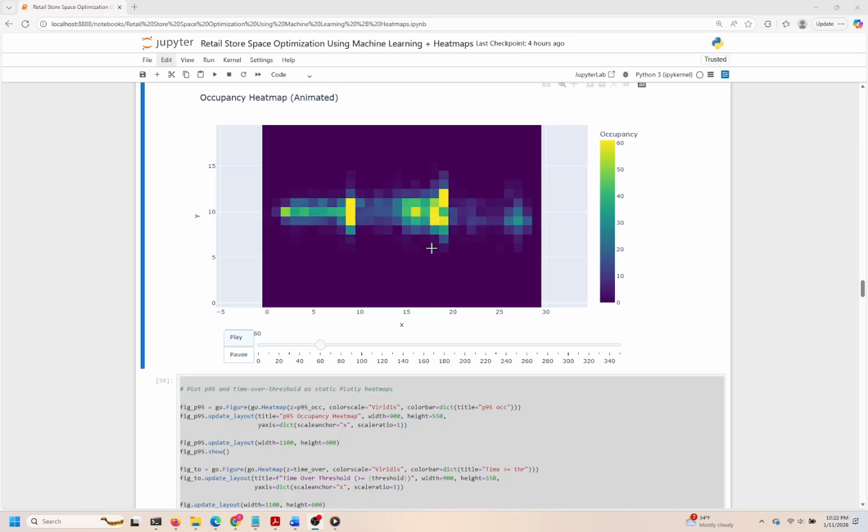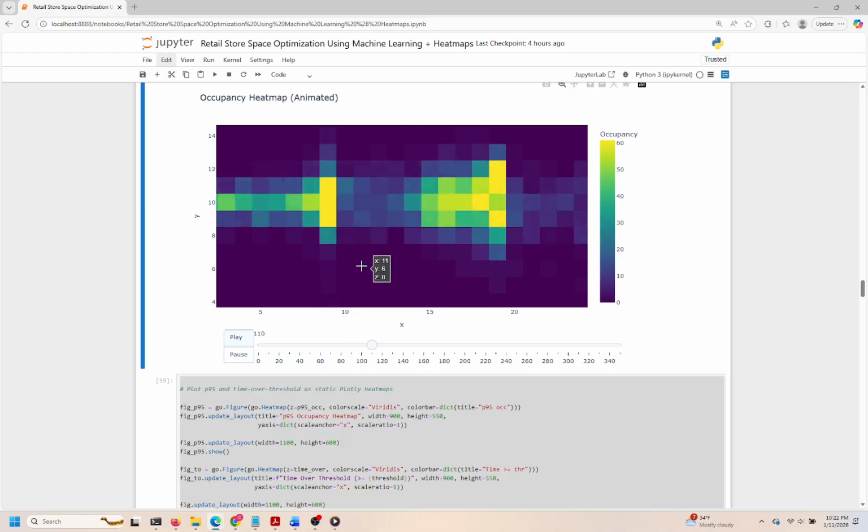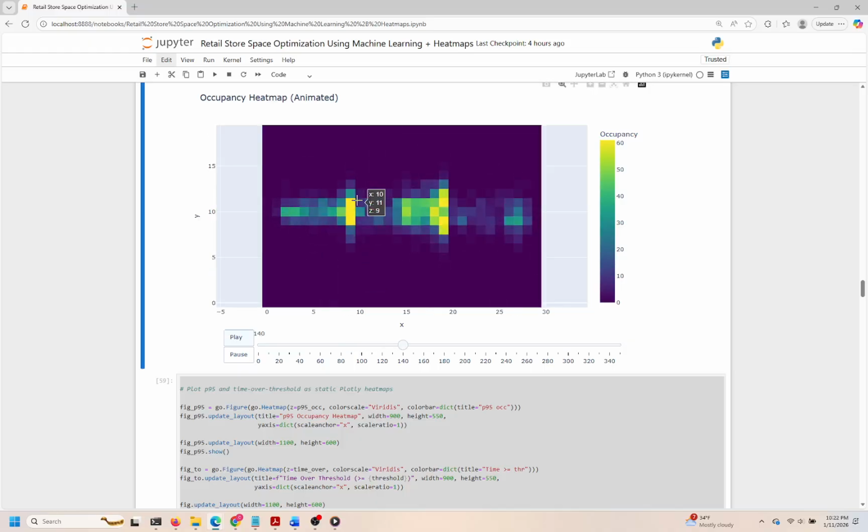Cell 9. In this cell, we're creating two static heat maps using Plotly to visualize occupancy metrics and time exceeding a specified threshold. These visualizations are crucial for understanding performance, as they help identify patterns or anomalies in data that may need further investigation.